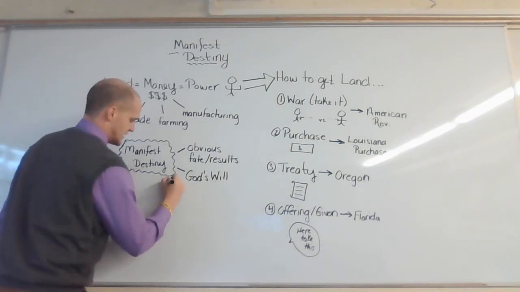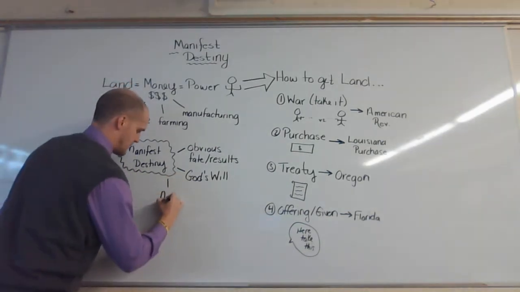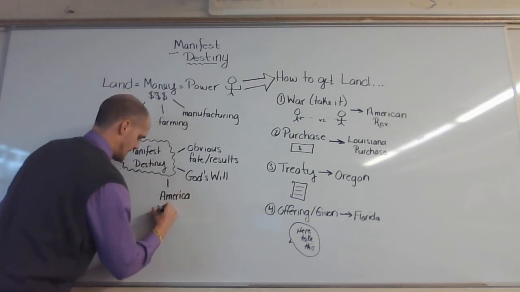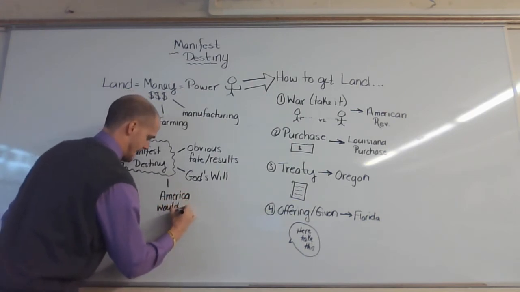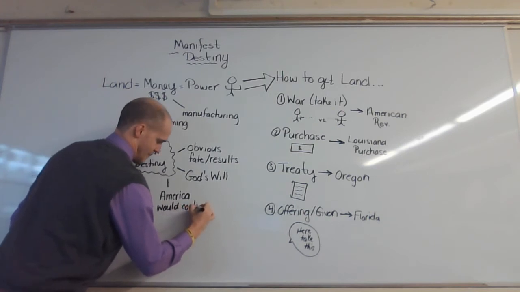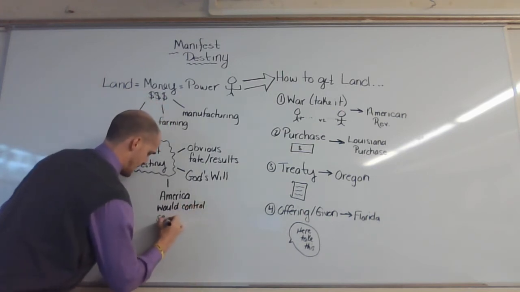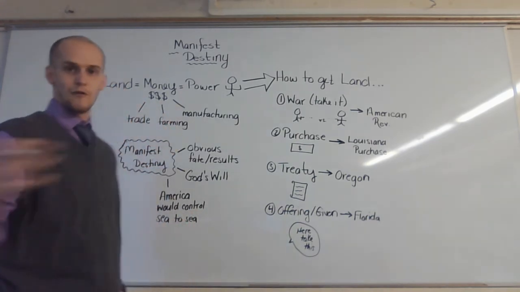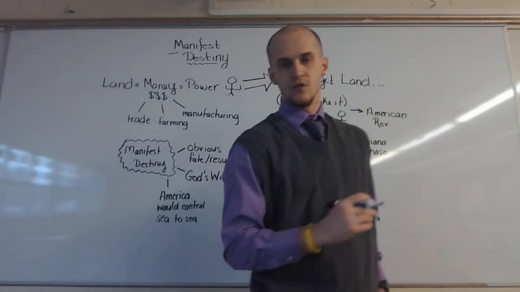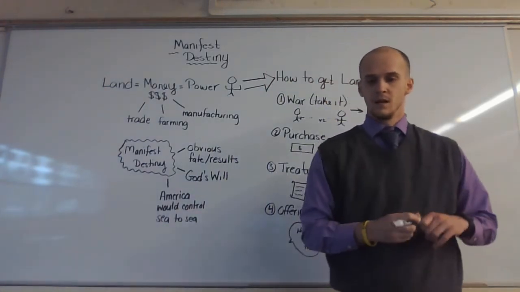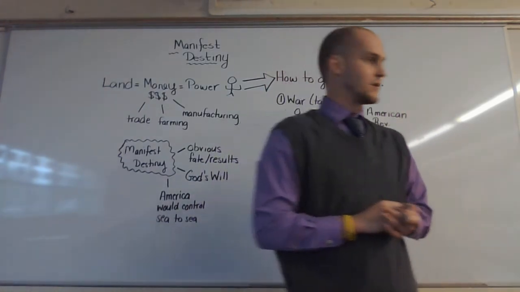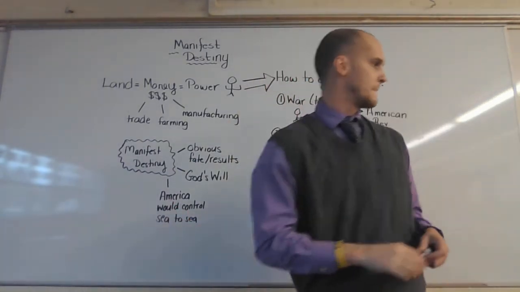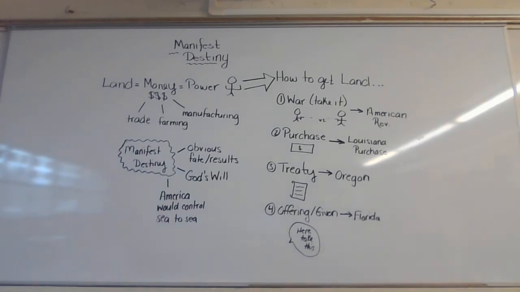Which meant that ultimately America would have control from sea to sea, from one sea all the way to the other. Now, what we're going to do is look at a primary source that showcases manifest destiny.